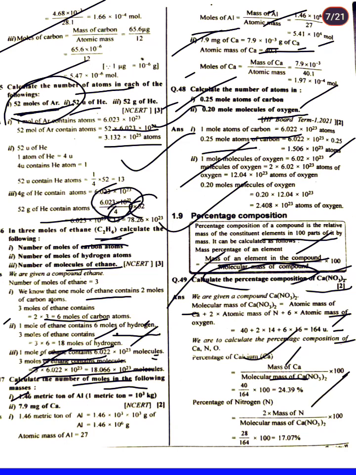ठीक है। Similar for calcium: 40 divided by 164 multiplied by 100. Similar for nitrogen: twice the mass of nitrogen divided by molecular mass multiplied by 100, that will give the value.